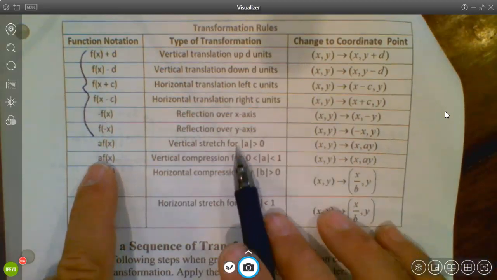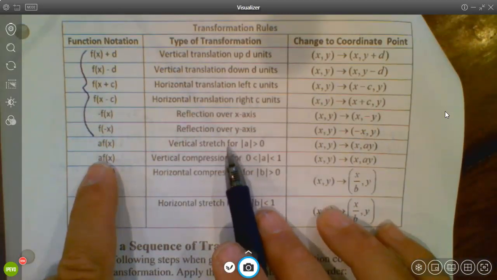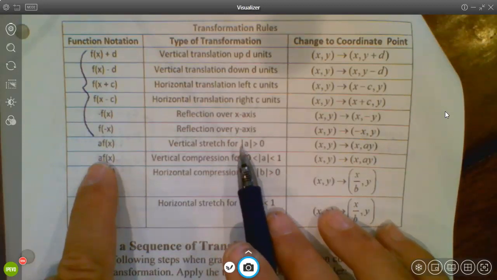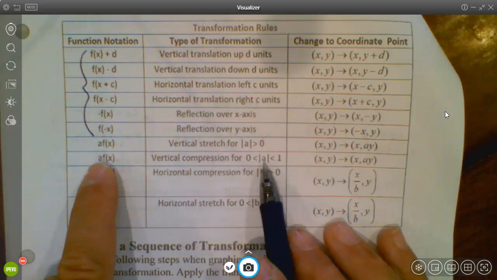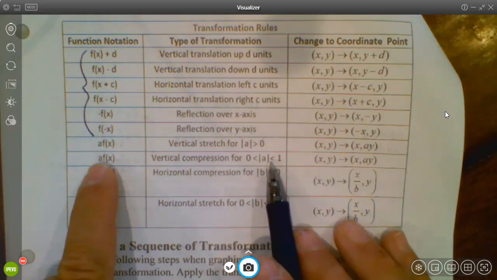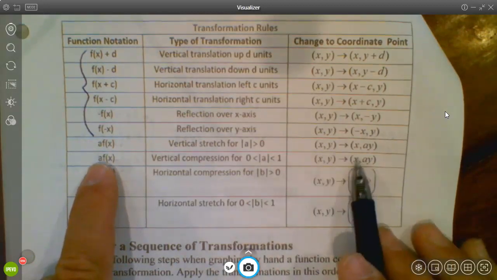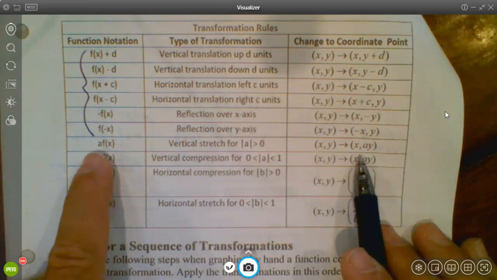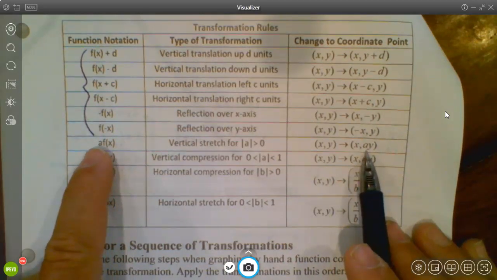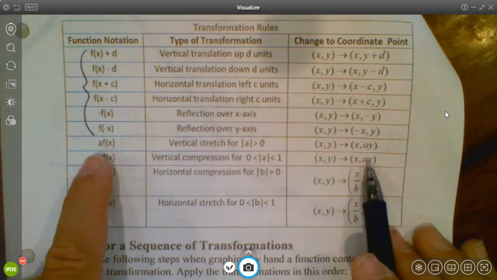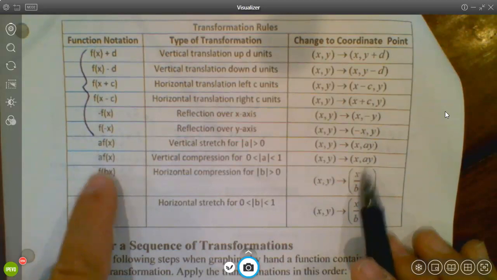What these are saying is if it's a number that's bigger than 1, basically it's going to stretch your graph up and down. If it is a number smaller than 1, so if it's between 0 and 1 like you see on this one, it's going to be a compression. It's going to shrink your graph vertically. Right? And so that's what you're seeing here. But really on those, whatever that number is, if you multiply it times your y value, that's going to be the new point. Whether it makes your graph taller or shorter depends on what that number is.